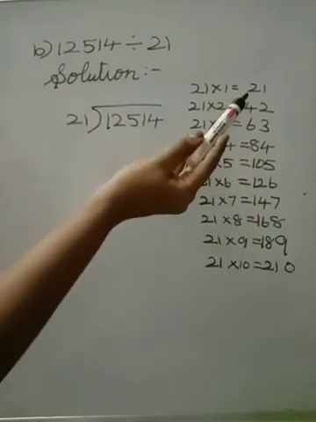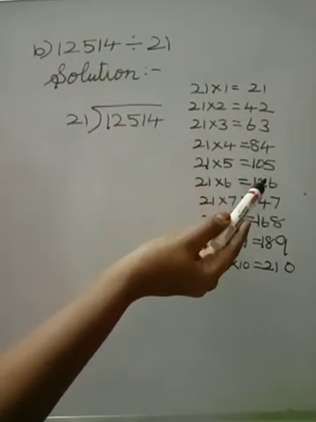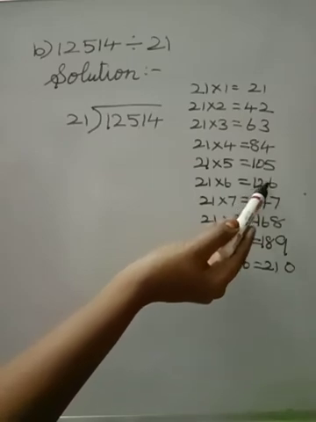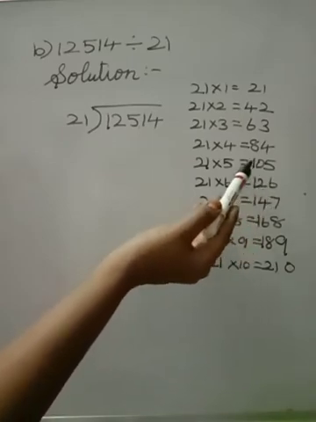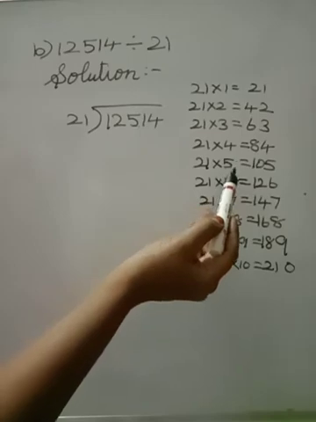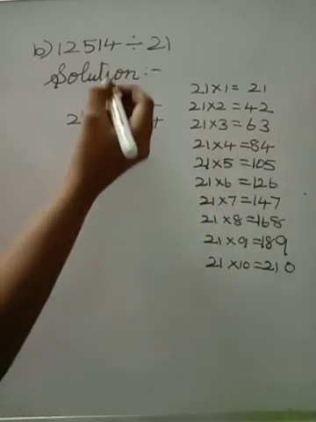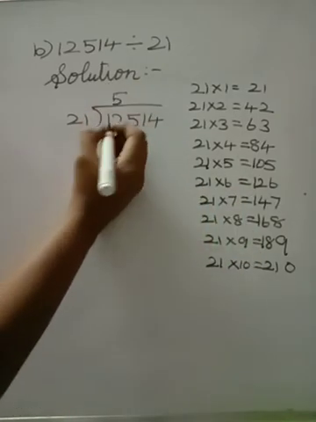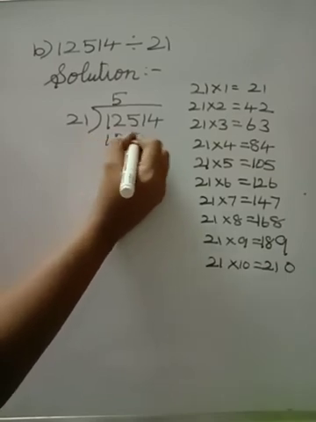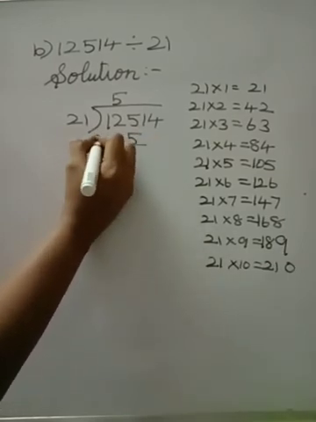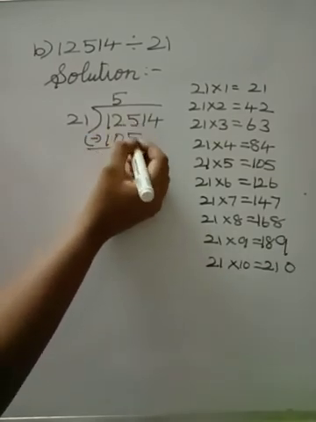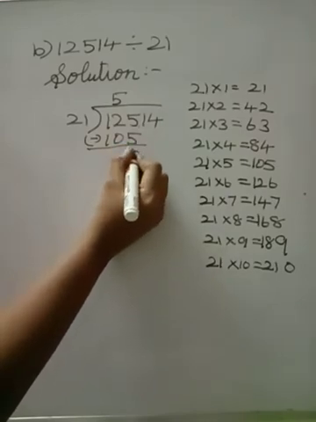Now we will see how many times 126 comes into 125. 126 is the bigger number, so the previous smallest number is 5 times. It is 105. So write it as 5 times 105. Now we are going to subtract. Both the numbers are the same, so the answer is 0.